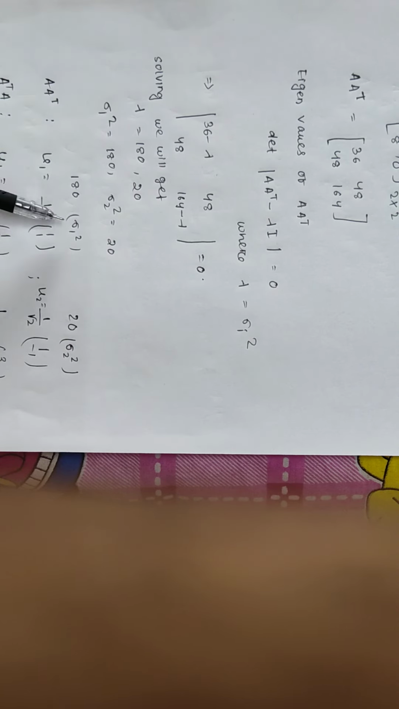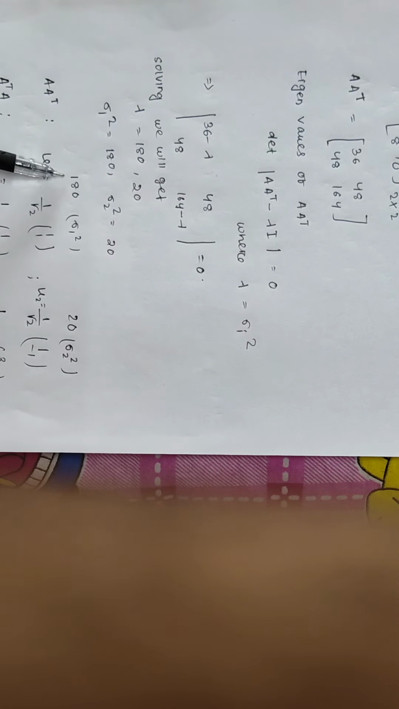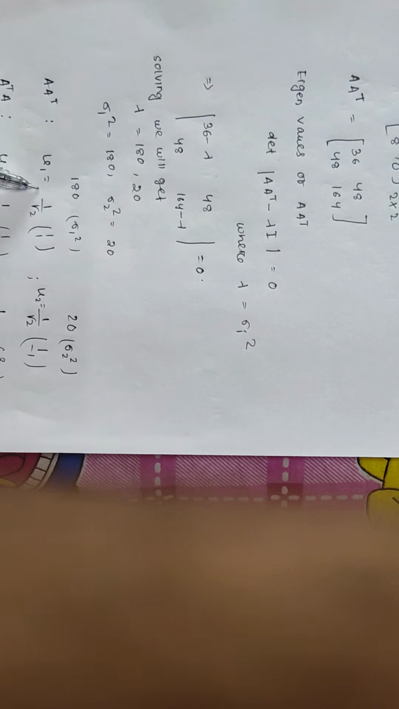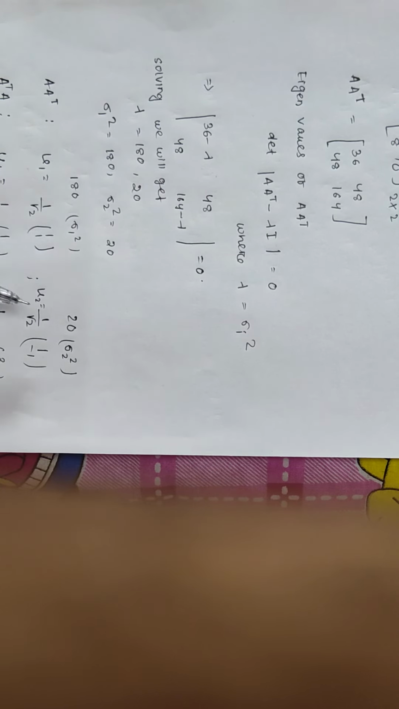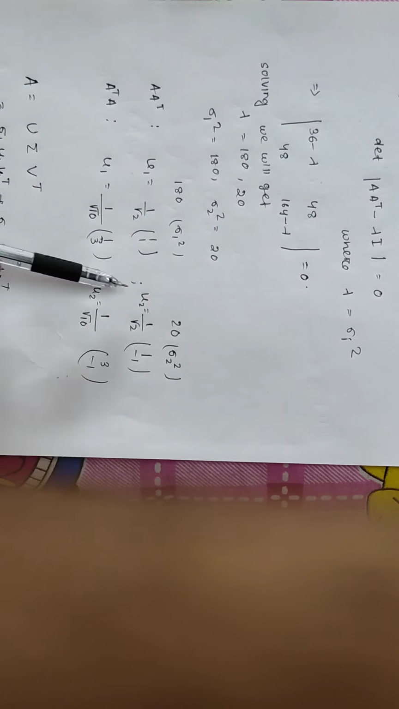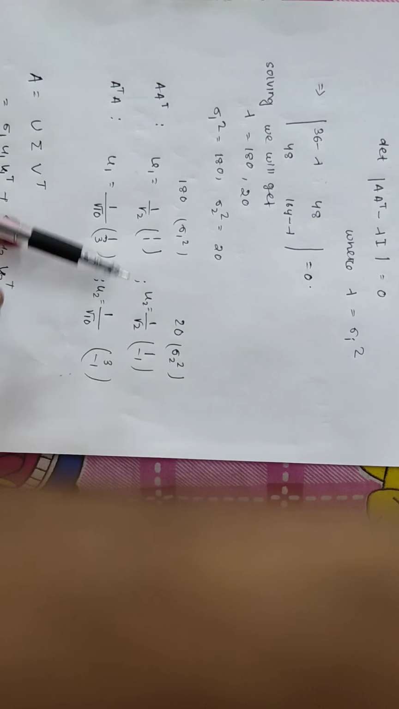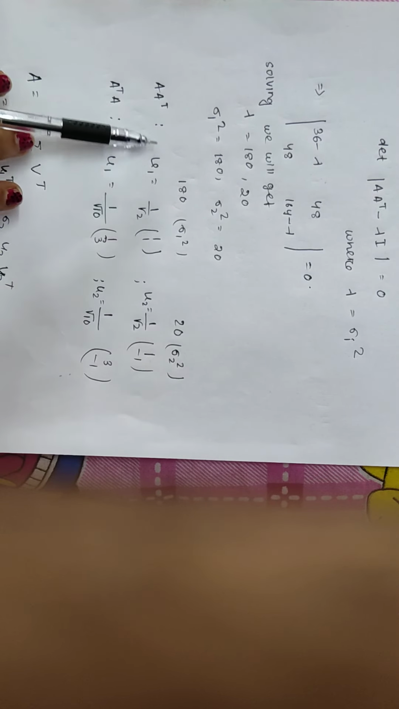The eigenvector corresponding to eigenvalue 180 is given by V1, which is 1 by root 2 times (1, 1), and the eigenvector corresponding to the second eigenvalue 20 is given by 1 by root 2 times (1, minus 1). So these are the normalized eigenvectors corresponding to the matrix A transpose A.